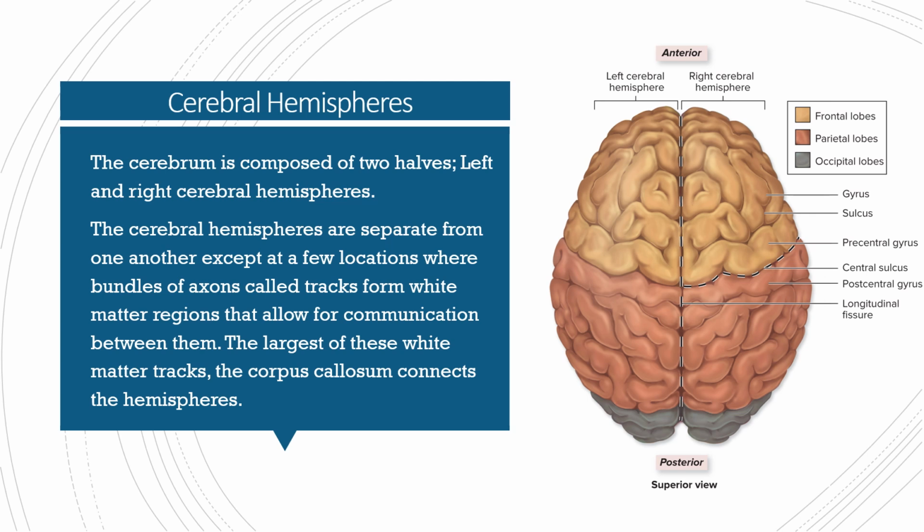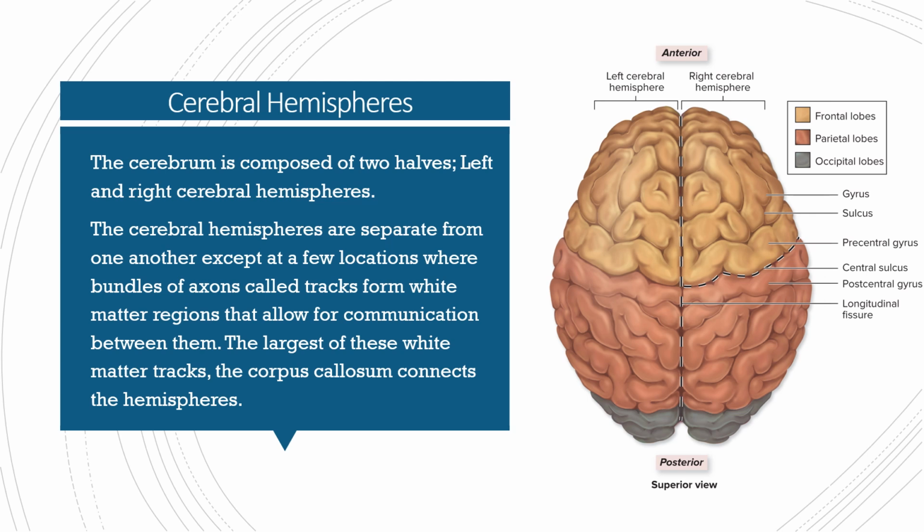The cerebrum consists of two halves known as left and right cerebral hemispheres. Within each hemisphere lies the lateral ventricle. They are separated by a longitudinal fissure, a narrow cleft along the mid-sagittal plane. They are paired hemispheres and are mostly separate, except for specific locations where white matter tracts facilitate communication between them.